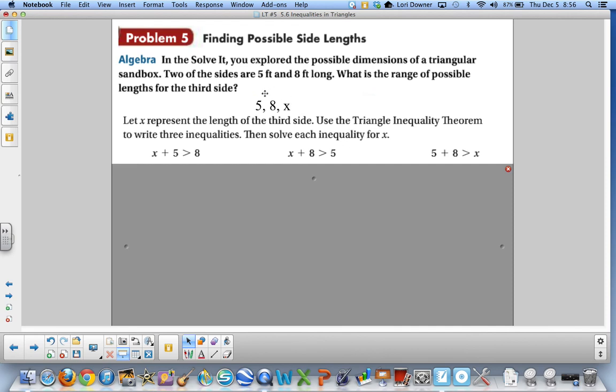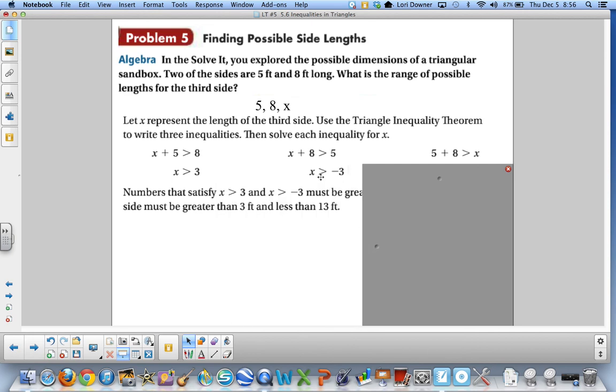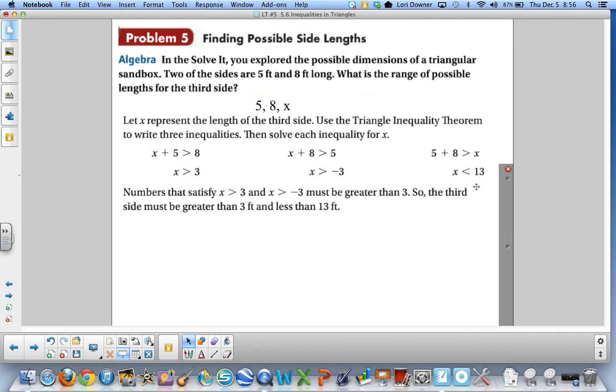I know x plus 5 has to be greater than 8. I know x plus 8 has to be greater than 5. And I know 5 plus 8 has to be greater than x. So I'm going to test each of these out. If I solve this inequality for x, I subtract 5 on both sides. I get x greater than 3. Here, if I subtract 8 on both sides, I get x greater than negative 3. And here, I get x is less than 13.